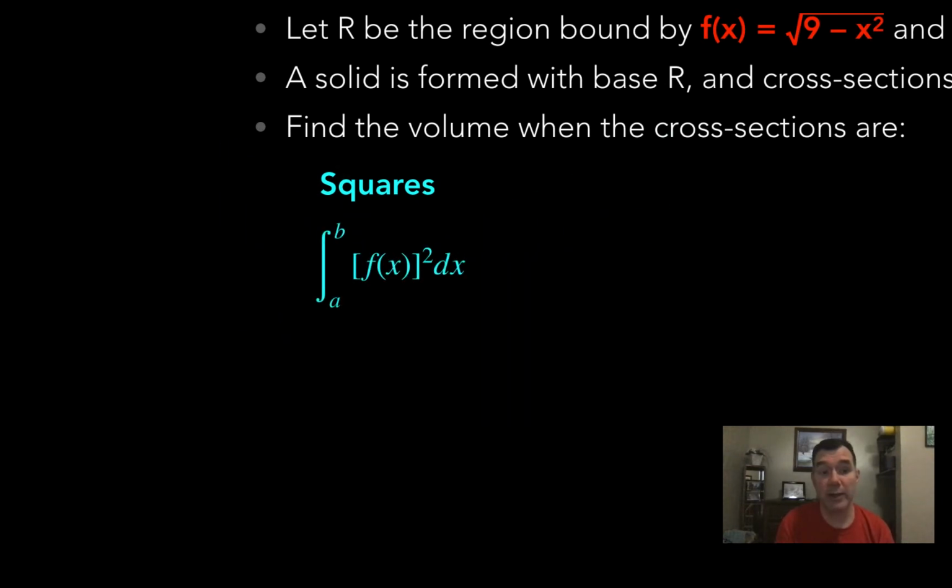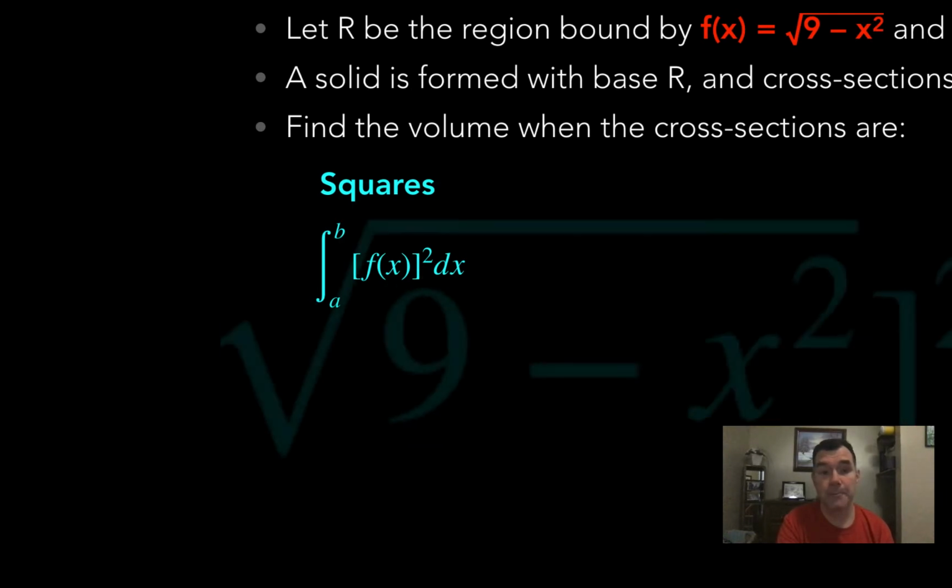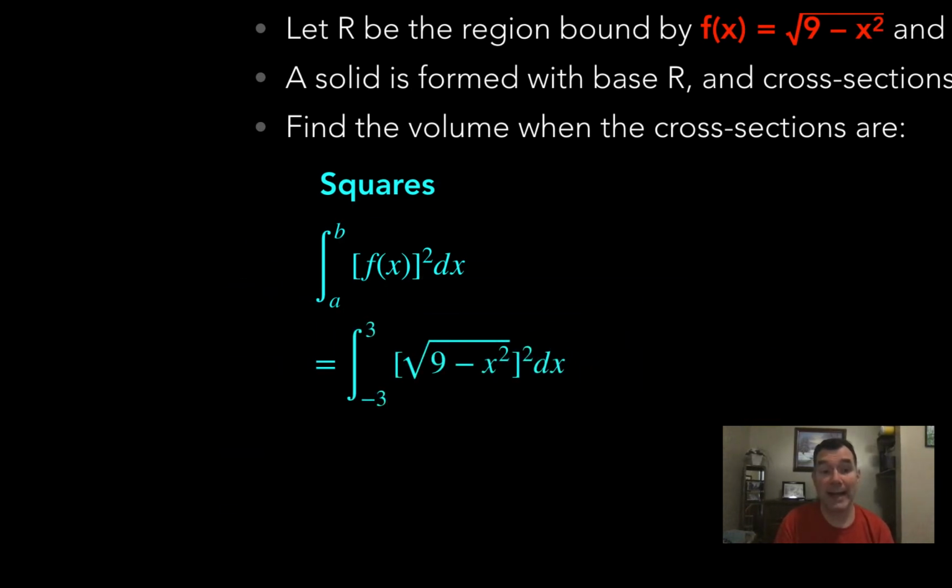So if I'm doing squares, remember that's just the integral of f of x squared. So my a and b are going to be -3 and +3 because those are the x's where the region starts and stops. And my function is root 9 minus x squared, and I'm going to square that according to the formula, which gets me just the integral of 9 minus x squared, and that ends up being 36.